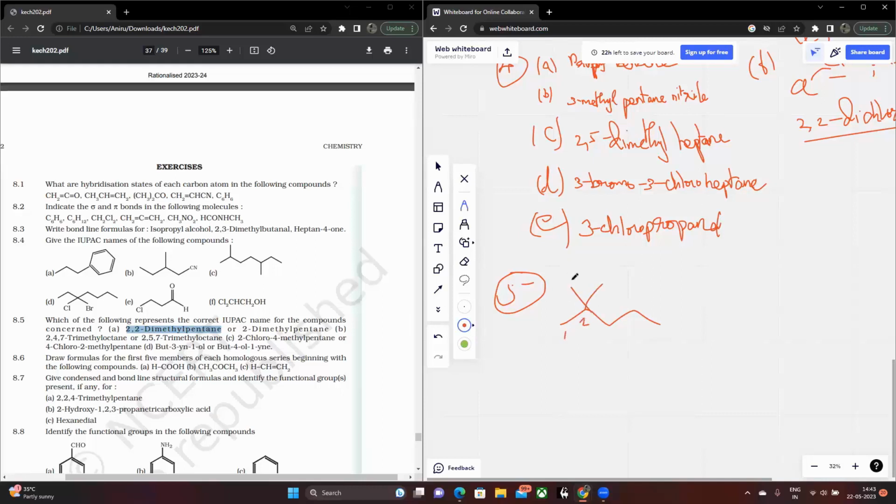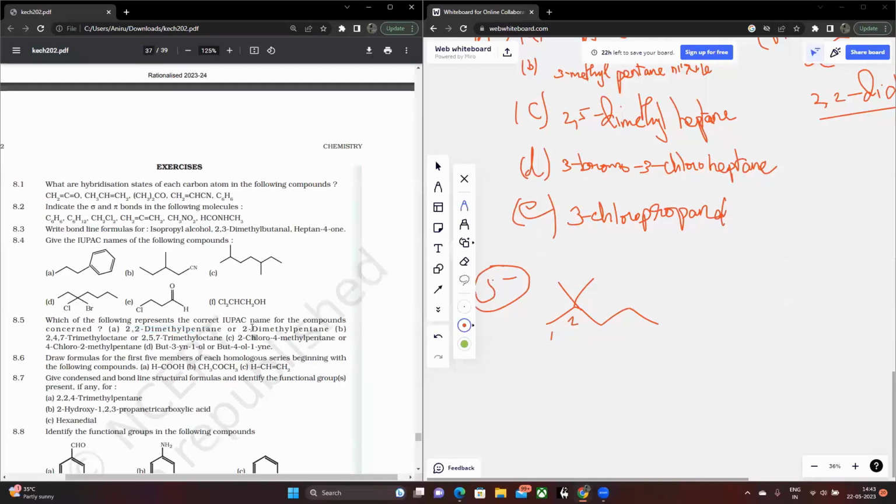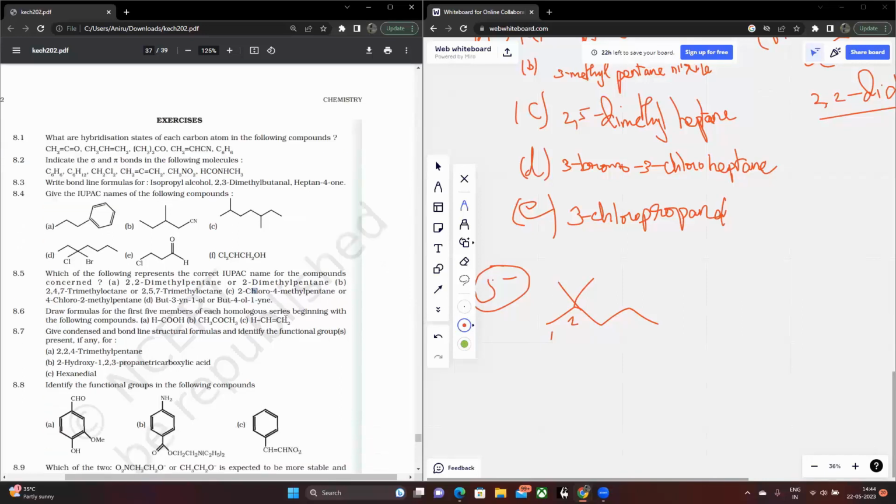It's 2,2-dimethylpentane. Because there are 2 methyls, you have to have a locant for each methyl group. So this is 2,2. It's not just 2. Just 2 makes sense for 1 methyl. It does not make sense for 2.